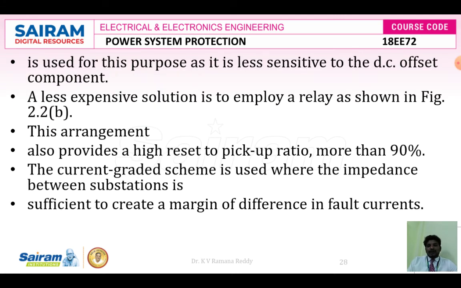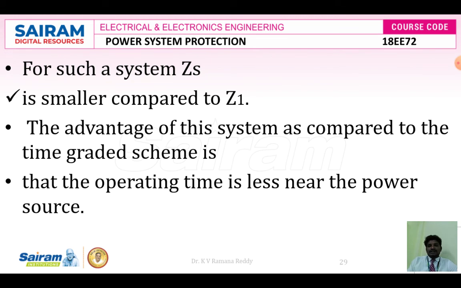If the fault lies near the generator, even when the fault current is greater than 90%, relay A has the capability to sense that high amount of current and conclude that it is a fault. For such a system, the source impedance is smaller than the line impedance Z1. The advantage of this system compared to the time graded system is that the operating time is less near the power source. Therefore, we can easily overcome the difficulties we face with respect to time and with respect to current.